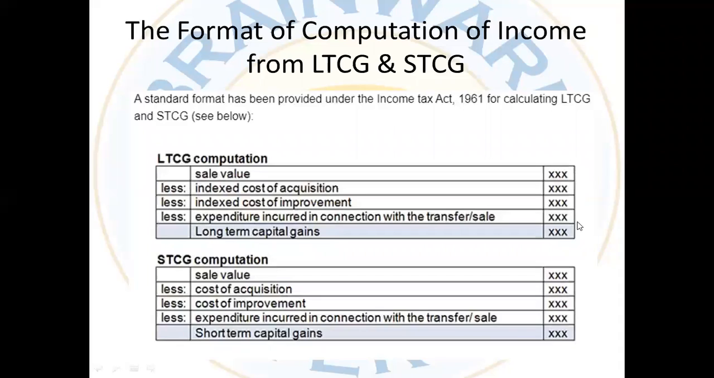Then from there we get the long-term capital gain, and the same procedure applies for the short-term capital gain. First the sale value, then we deduct the cost of acquisition, the cost of improvement, and any other expenditure at the time of sale, and we get the short-term capital gain. So the total capital gain will be the total of long-term capital gain and short-term capital gain. Clear? Now let's take an example.